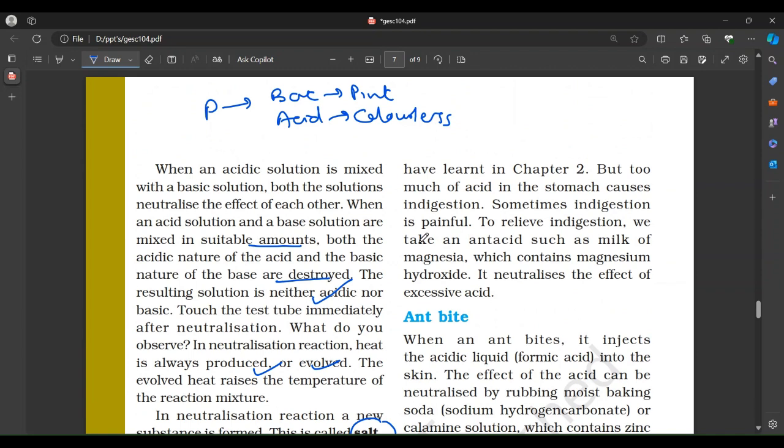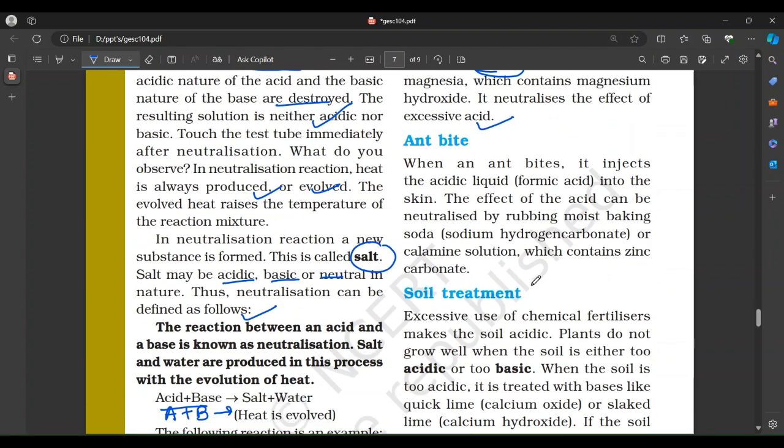But too much acid in the stomach causes indigestion. Sometimes you feel pain from this indigestion. To relieve indigestion we take an antacid. We take such types of tablets, such as milk of magnesia, which contains magnesium hydroxide. It neutralizes the effect of excessive acid, meaning we are just balancing the acid amount.